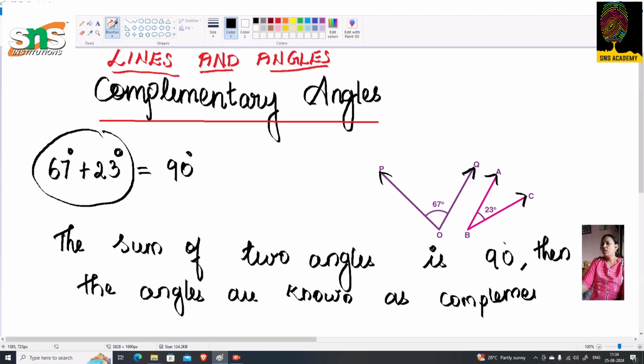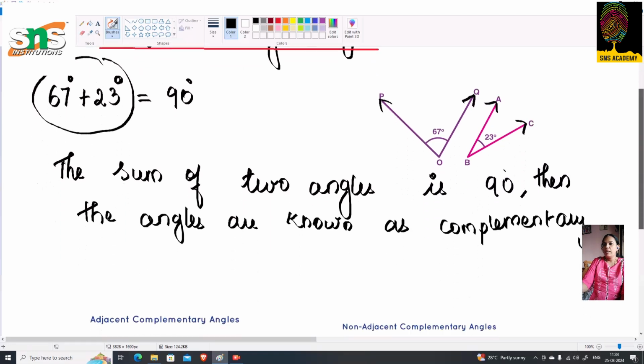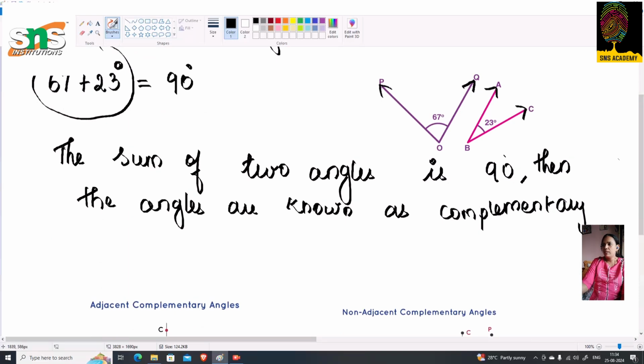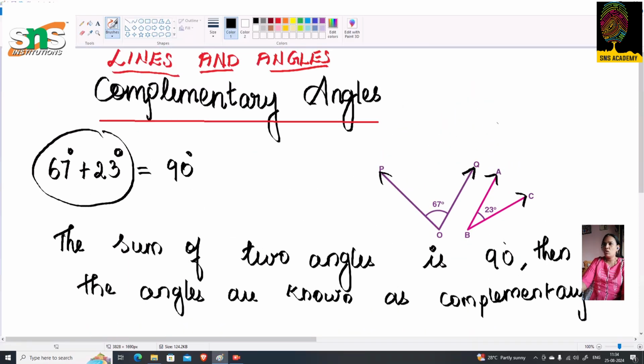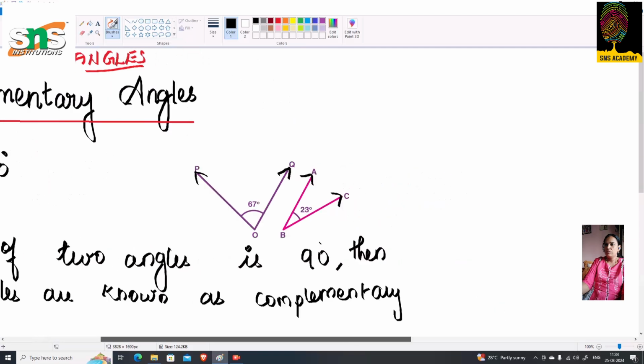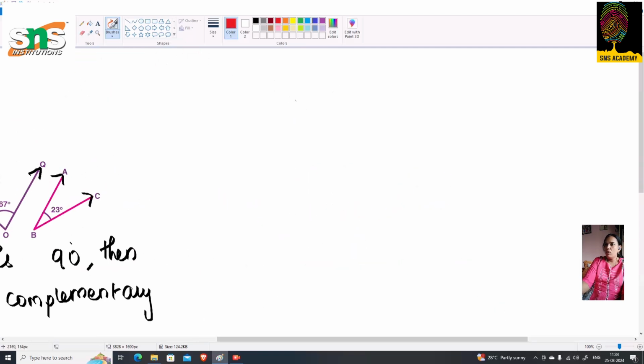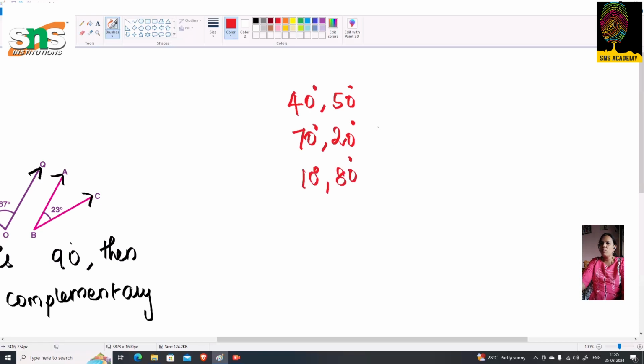So we can give many examples for this complementary angle. Let me give an example: 40 and 50. Otherwise 70 and 20. Otherwise 10 and 80. Like that, I can give n number of examples of complementary angles.